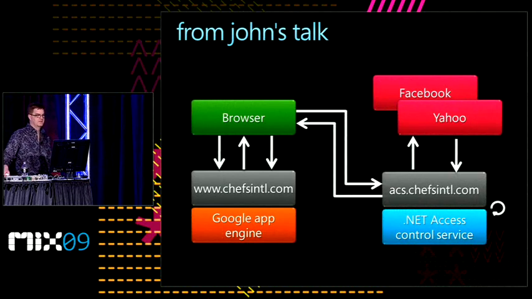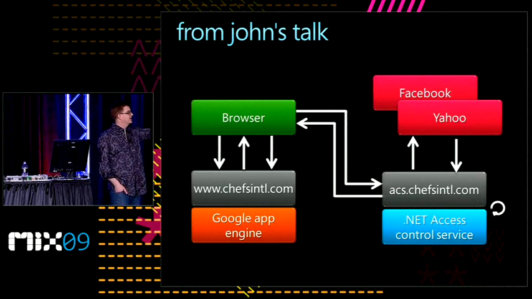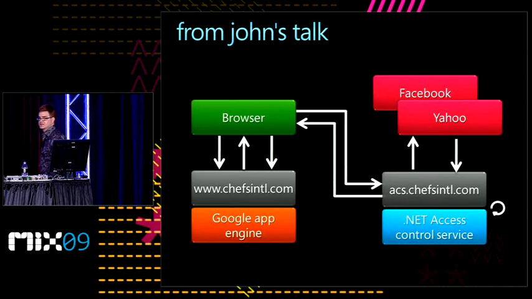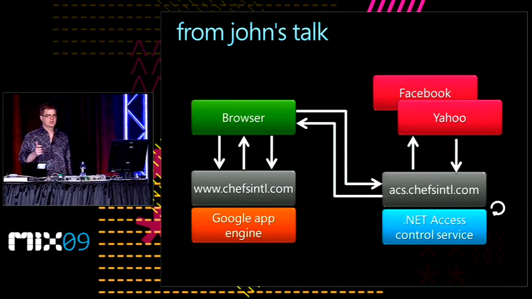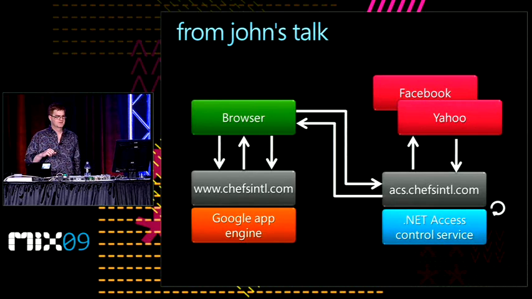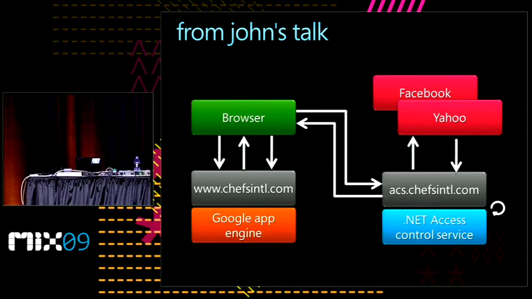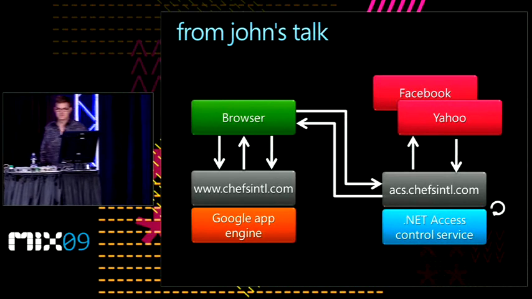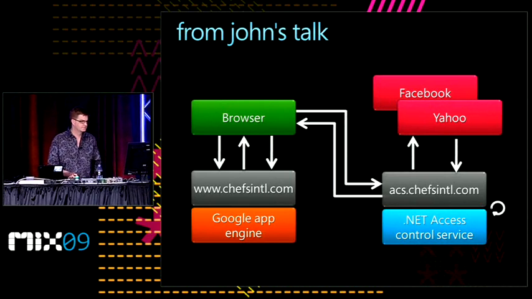And so when you look at this model from John's talk, the thing that's doing the cookie writing is acs.chefsinternational.com. And so really what he's saying is there's a service that's running on top of the access control service that is making this simply a cookie management exercise. So it's a matter of indirection there. And as he said, at Microsoft, we're looking at different ways of making that even easier to do, making it even easier to have an acs.chefsinternational.com. Make sense?